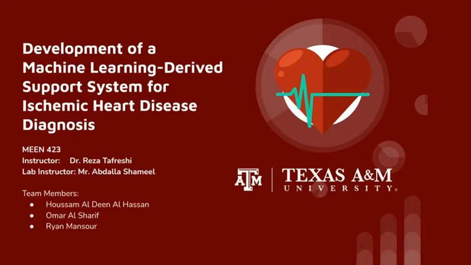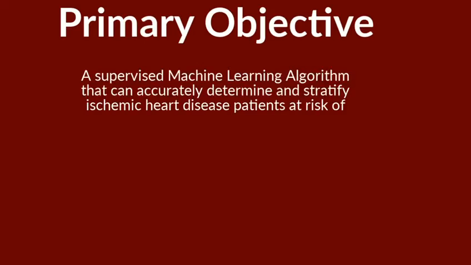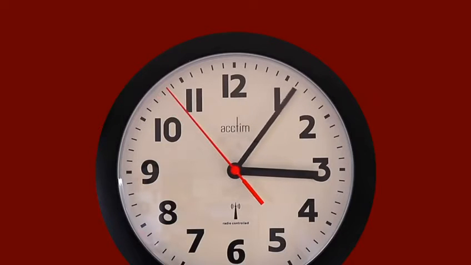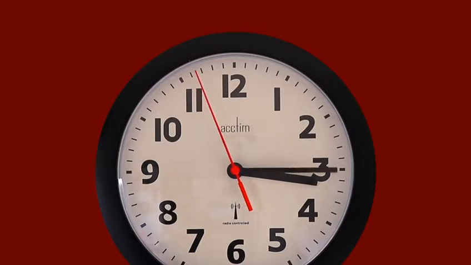Machine learning has been successful in helping to decide and forecast the vast volumes of data generated by the health sector. This is our MEEN 423 project on development of a machine learning derived support system for ischemic heart disease diagnosis. The primary objective of this project is to develop a supervised machine learning algorithm that can accurately determine and stratify ischemic heart disease patients who are at risk for future major adverse cardiovascular events, MACE, including ACS, stroke, or death. Every 36 seconds, an individual dies of a heart disease.